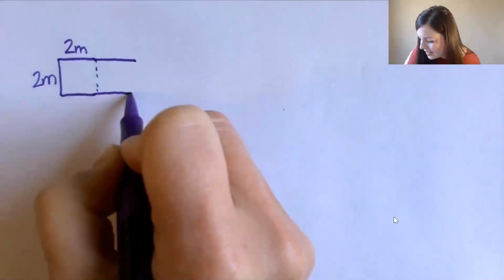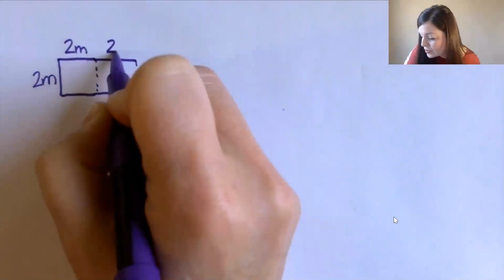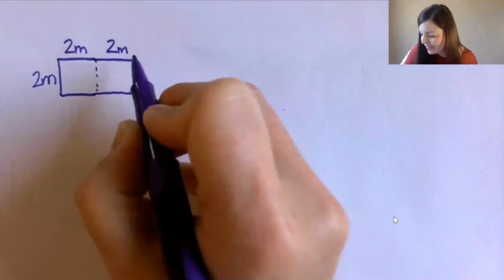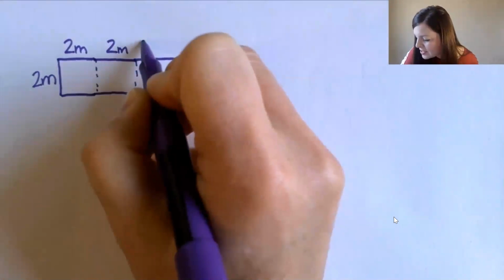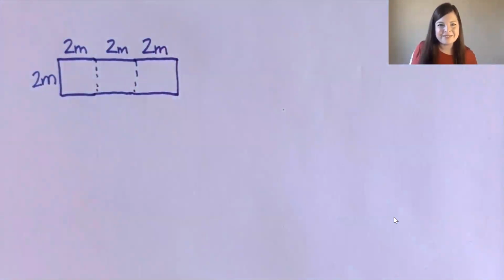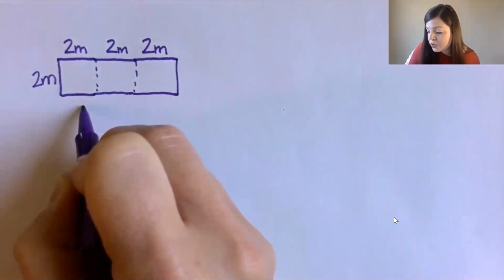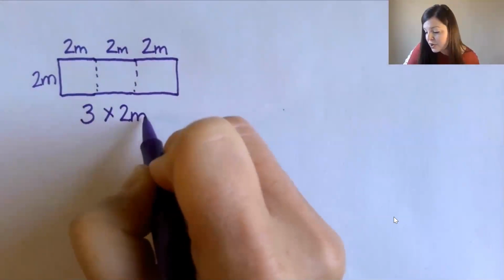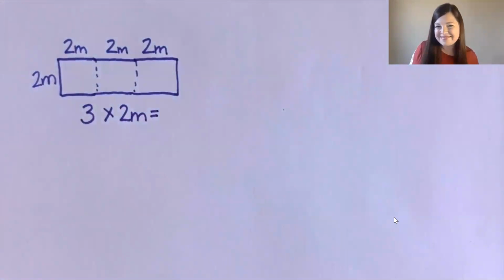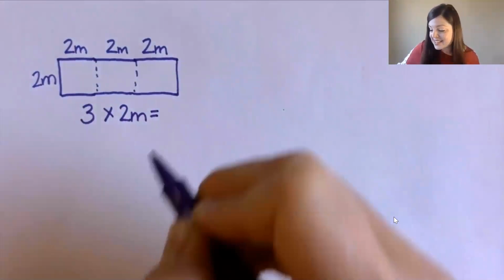Here is 2 times as long, and here is 3 times as long. What is the length when there are 3 segments, each 2 meters long? The length is 6 meters.